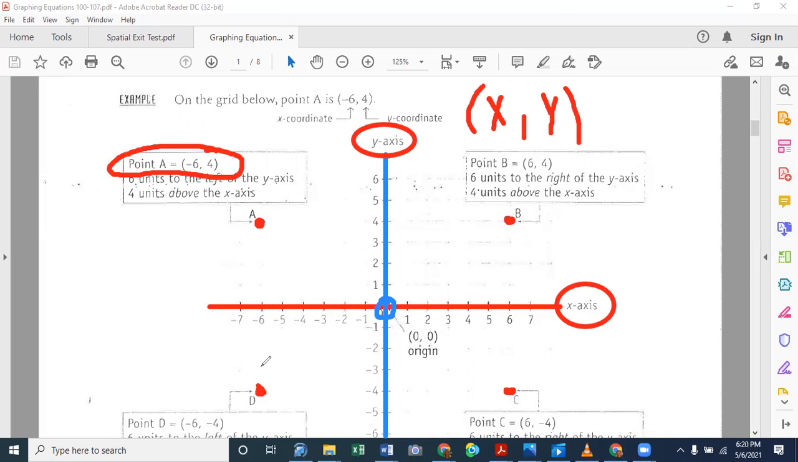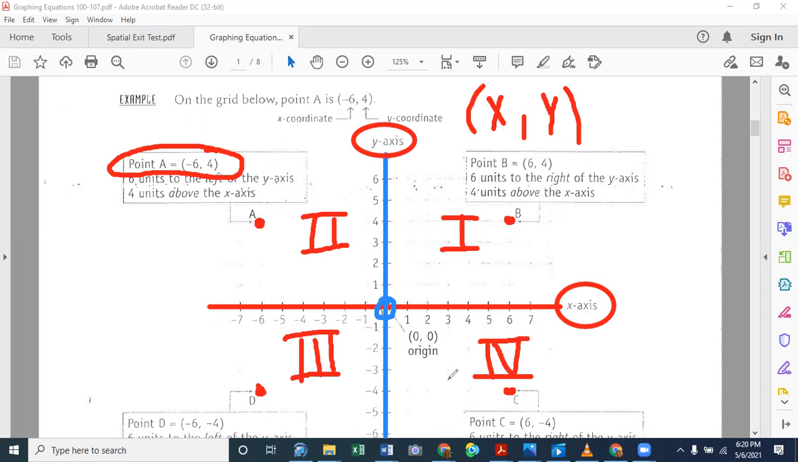Each quadrant has a number. This is always called quadrant 1, and it's designated with Roman numerals. This is quadrant 2. This is quadrant 3. And this is quadrant 4. So if I was to ask you the point -6, 4, which quadrant would that be in? You would say quadrant 2. That's the A point here. Okay, that's how a coordinate grid works.